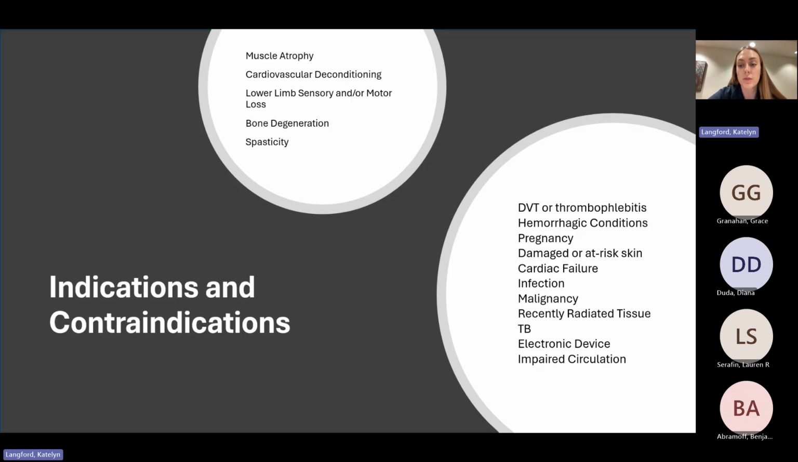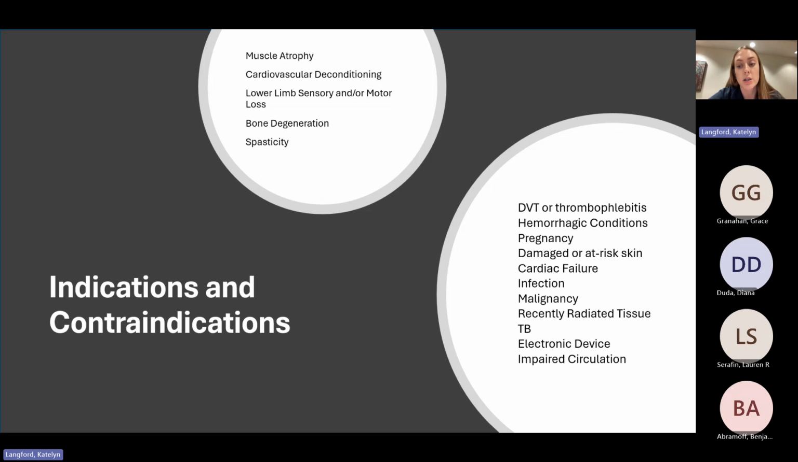So some of the indications for this: I know as residents, I've been getting messages from therapy, is e-stim okay to use? And at first I really didn't understand what the indications and what the contraindications were for this. So really it's muscle atrophy, cardiovascular deconditioning, lower limb sensory or upper limb motor loss, bone degeneration, and even spasticity.